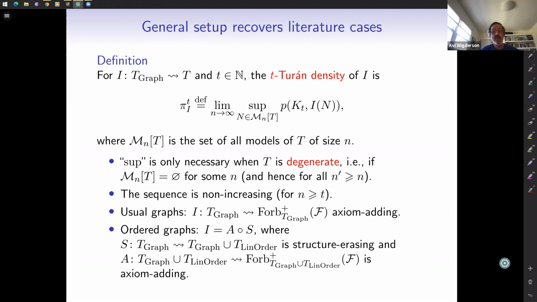But you can compute the density of pentagons. You could compute the density of, say, the Petersen graph if you want. You can ask this question as well.